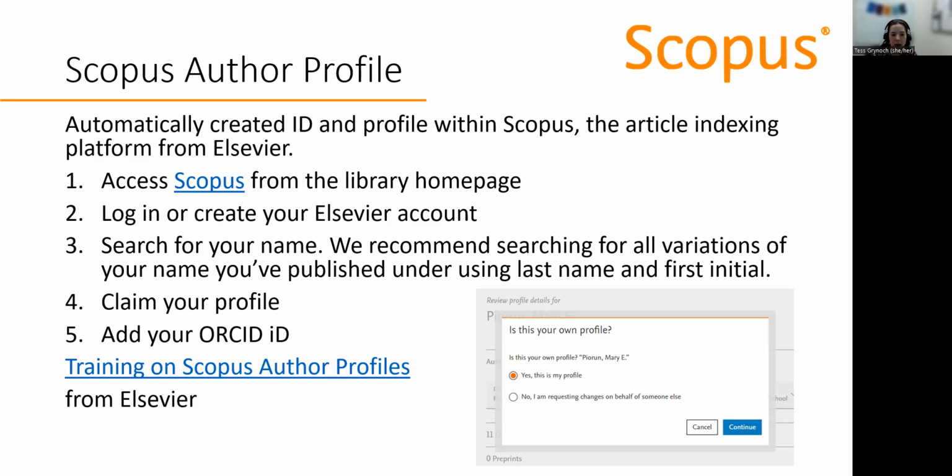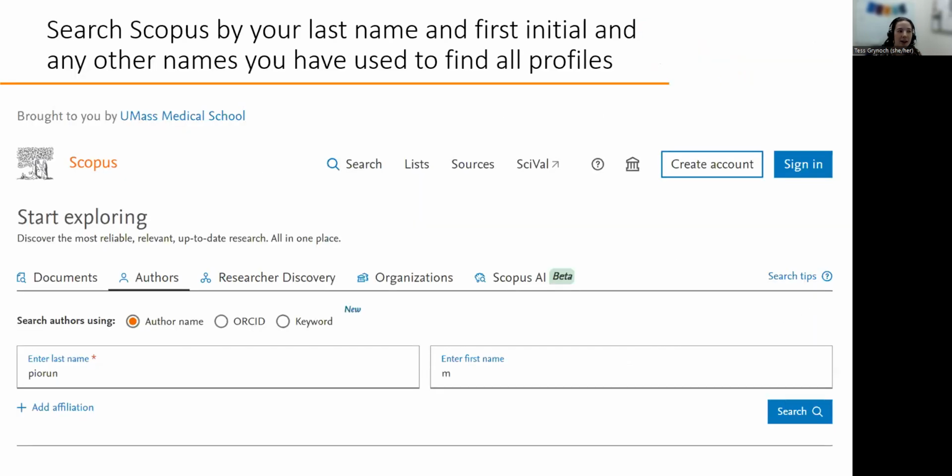And I'm showing on the screen here the window for when you click on the claim your profile and the options that you're given. And then if it was your profile, you would click, yes, this is my profile. So what does this look like?